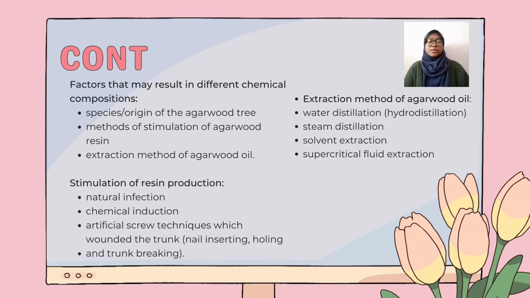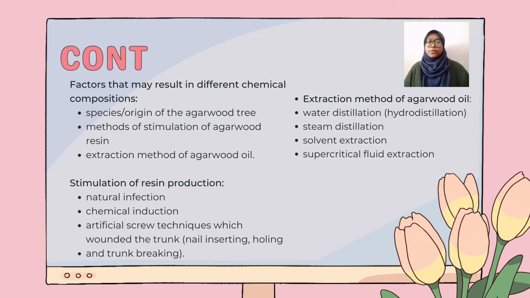There are a few factors that could change the chemical composition of the agarwood essential oil, which are the species or origin of the agarwood tree, methods of stimulation of agarwood resin, and extraction method of agarwood oil. In the results, you could see that different species have different compositions of chemical compounds. The quality of the agarwood oil is also affected by the stimulation method used in resin production, either through natural infection, chemical induction, or artificial wounding techniques.